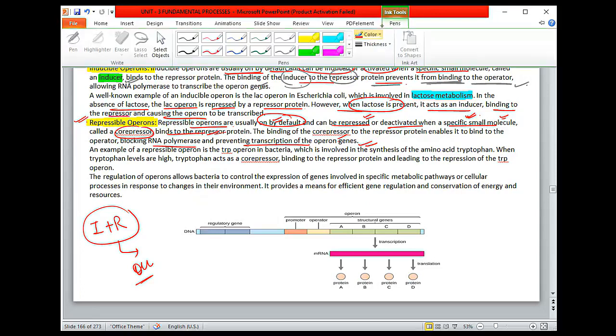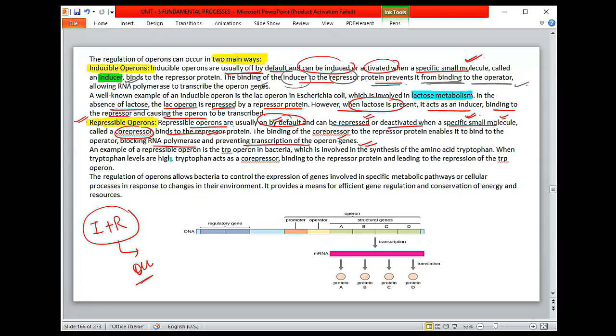An example of a repressible operon is the operon in bacteria involved in the synthesis of the amino acid tryptophan. When the tryptophan levels are high in the body, the operon needs to be closed, deactivated, right? In the case of deactivation, the tryptophan itself works as a co-repressor, and it goes and binds to the repressor protein, leading to the repression of the operon.